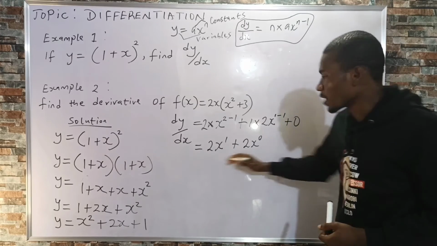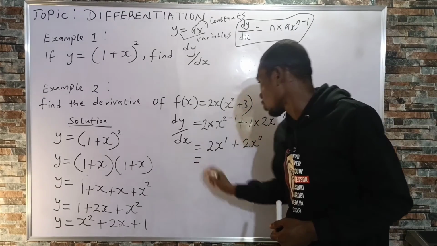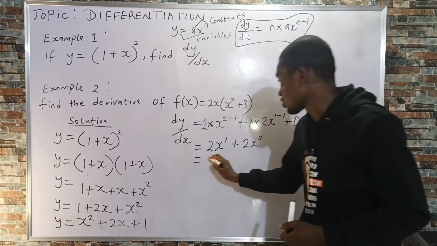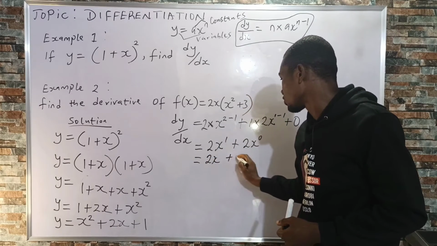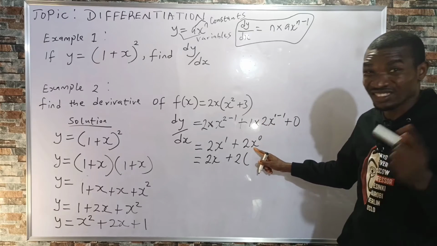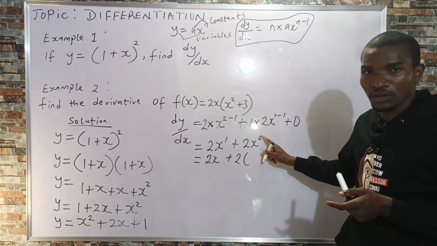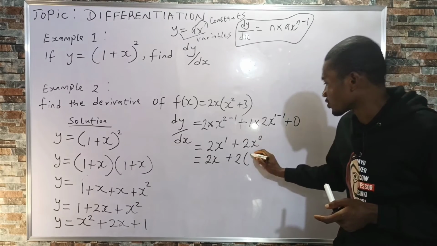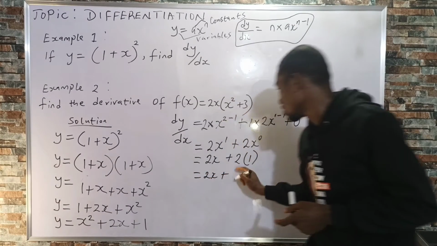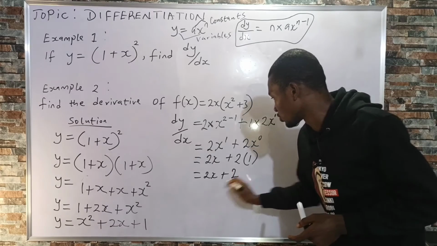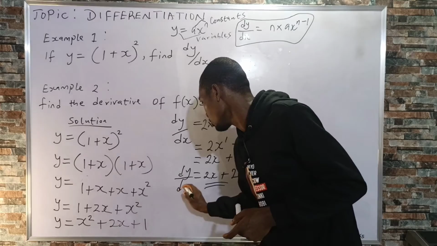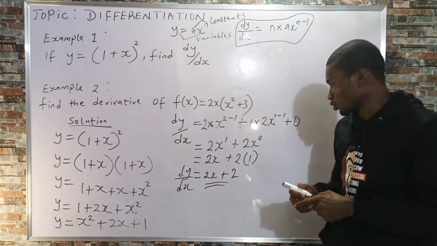Then plus 0 is still everything here, okay? And that is equal to 2x raised to the power of 1. Any number raised to the power of 1 is still that number. So we have 2x, then plus 2 in bracket. Remember that one of the basic laws of indices states that any number raised to the power of 0 is 1. So x raised to the power of 0 is 1. So we have 2x plus 2 multiplied by 1 will give us 2. So here is the answer. Hence, our dy dx is 2x plus 2.